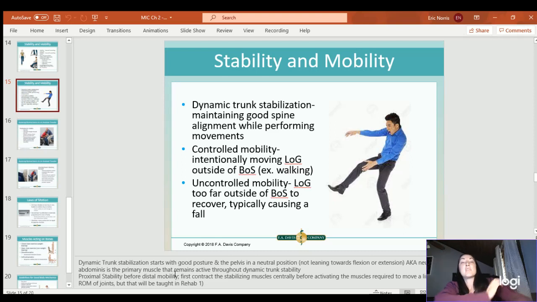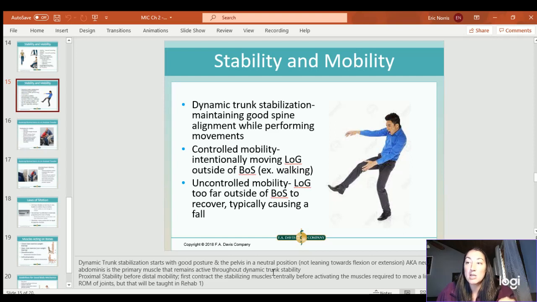Same with, even if we're talking about an extremity, you want to get good stability at your shoulder before you reach for an object, because if you don't have good stability, you go to pick a cup up, you're going to be shaken, or you're going to miss and overshoot the cup, or things like that. But that part we'll cover more in Rehab 1.